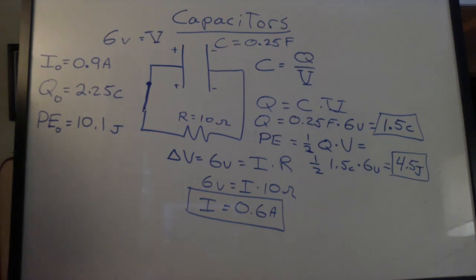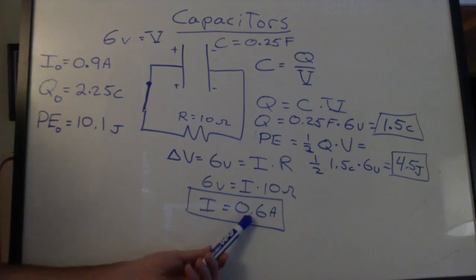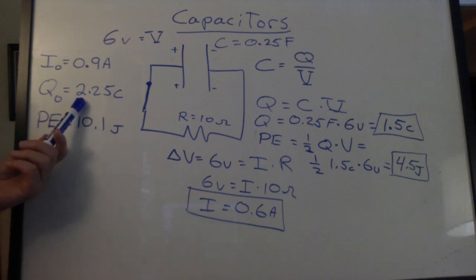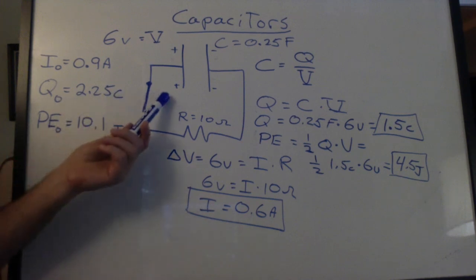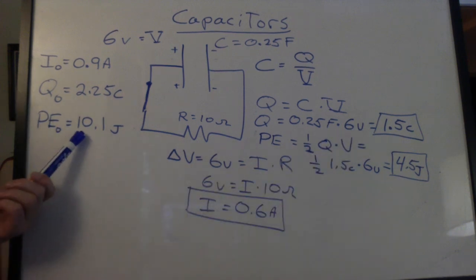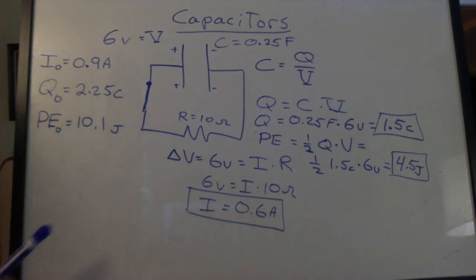All these numbers agree with the initial values. We have 0.9 amps to start with, and we're down to 0.6 amps. We had 2.25 coulombs of charge stored on the capacitor, and now we're down to 1.5 coulombs. And the initial potential energy of the capacitor has now dropped to 4.5 joules of energy on the capacitor.